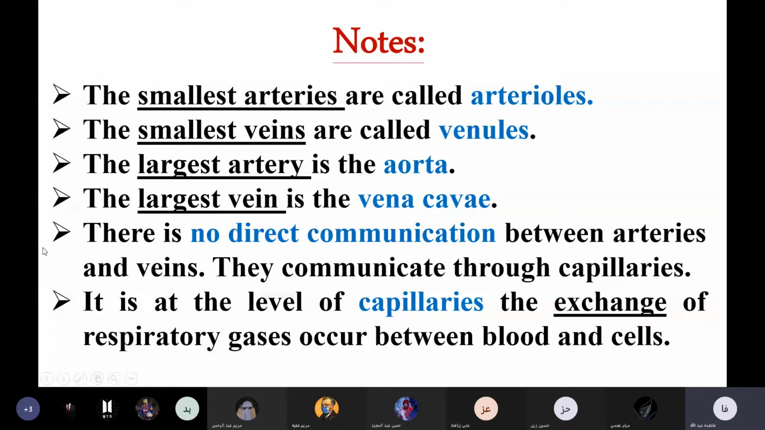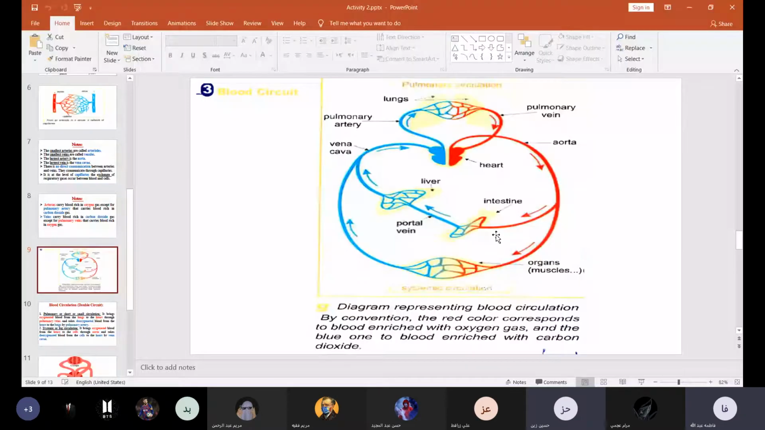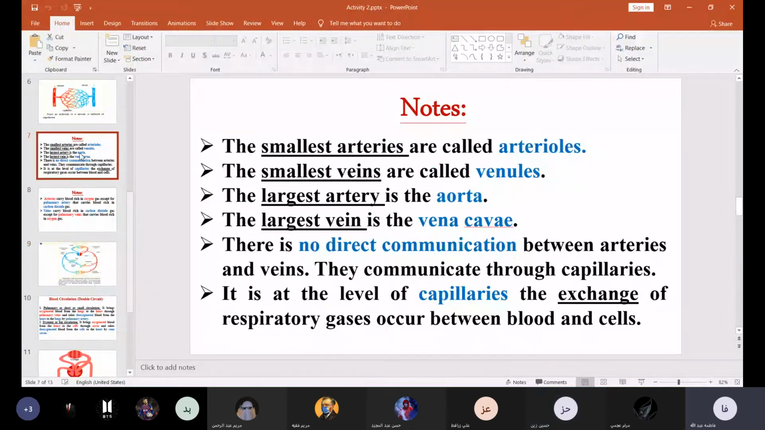And the exchange of oxygen and carbon dioxide between blood and cells occurs at the level of the capillaries. If you remember, we then discussed the characteristics of the capillaries. Capillaries are the smallest, with a big area. They have a large surface area, and they have slow circulation of blood in capillaries, and they have a thin wall.